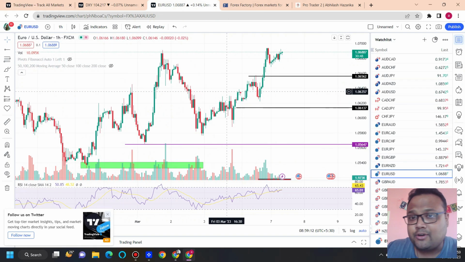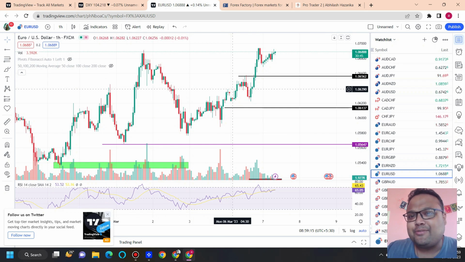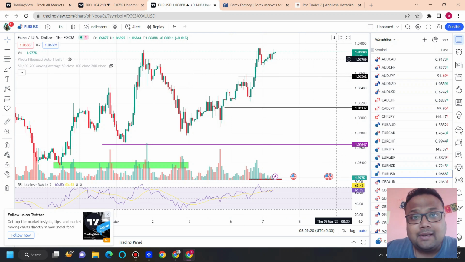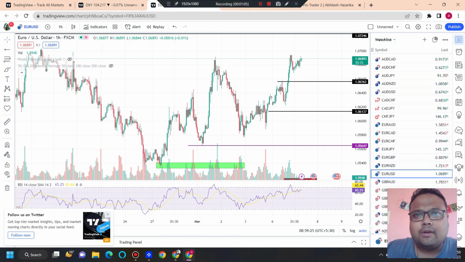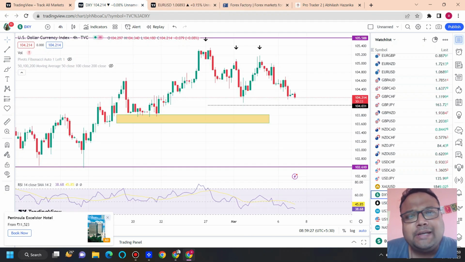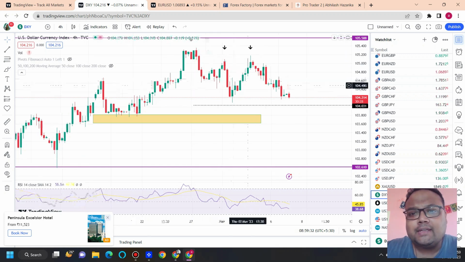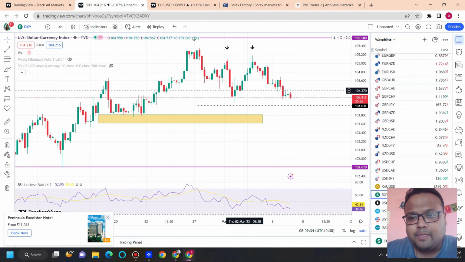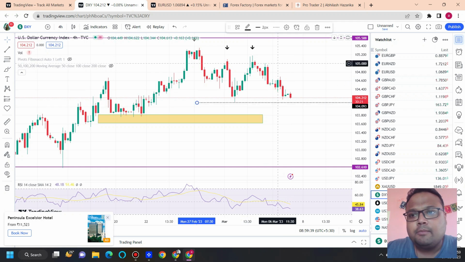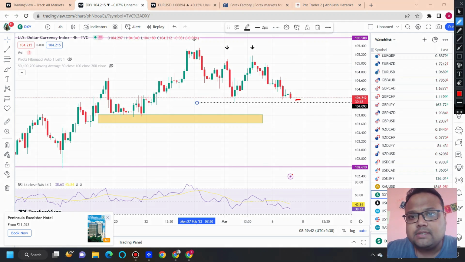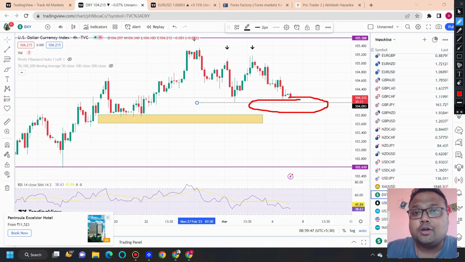This is the 1 hour chart of Euro USD in front of us, and as you can see, Euro USD is standing at 1.0688. This is the current market price of Euro USD. But before I proceed with Euro USD, I would like to discuss DXY, the US dollar currency index. After the market opening, DXY tried to recover but failed. Okay, and DXY is approaching the previous support of 104.10.